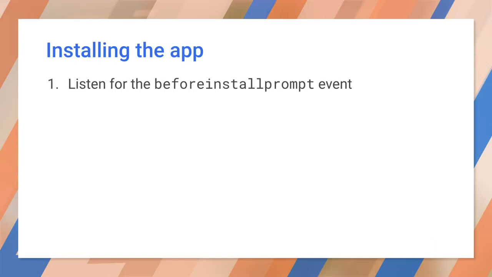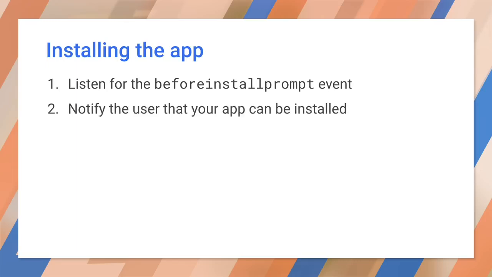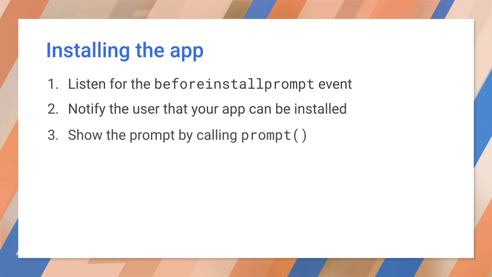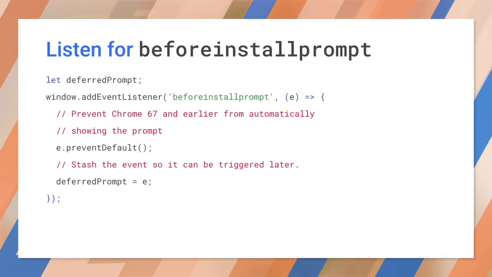First, you need to listen for the beforeinstallprompt event and save the event. Then you need to show something on the screen that the user can click to indicate they want to install to the home screen. Chrome needs to see a user gesture at this point. Finally, take the saved event and call prompt on it. This is easier to understand with some code. First, we listen for the beforeinstallprompt event and save it. Call preventDefault to keep early versions of Chrome from showing the prompt automatically.